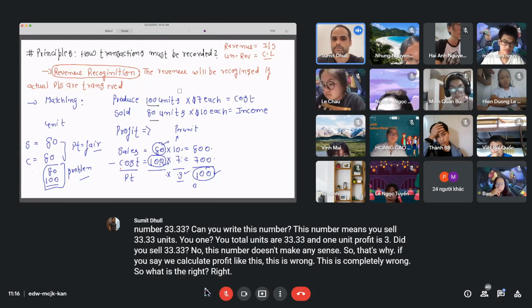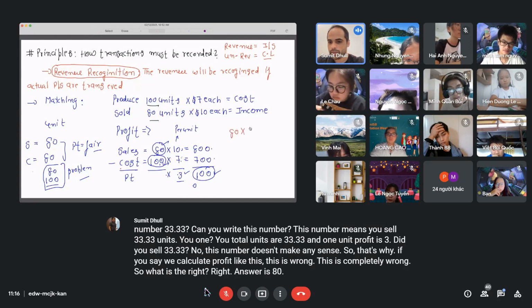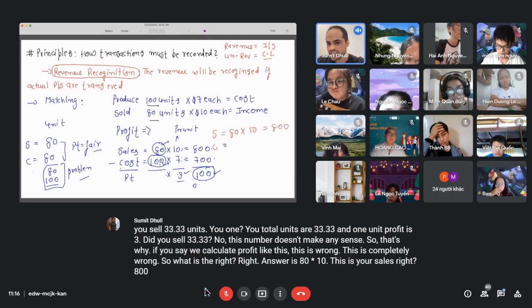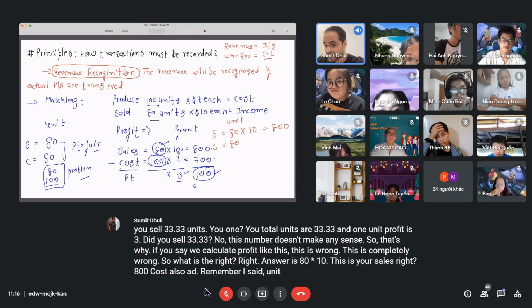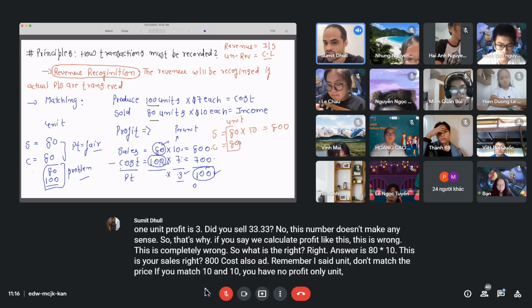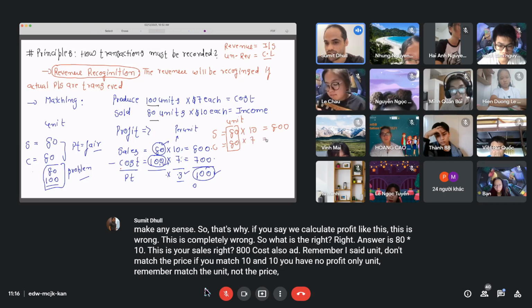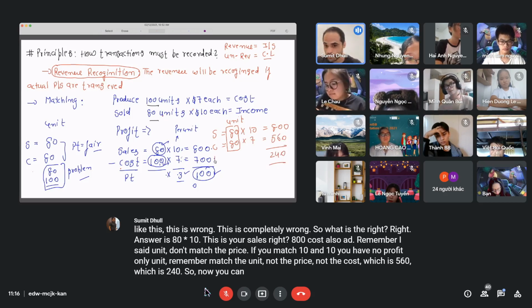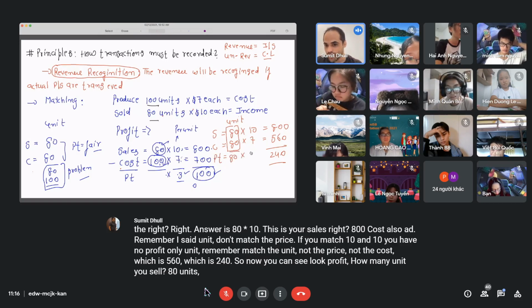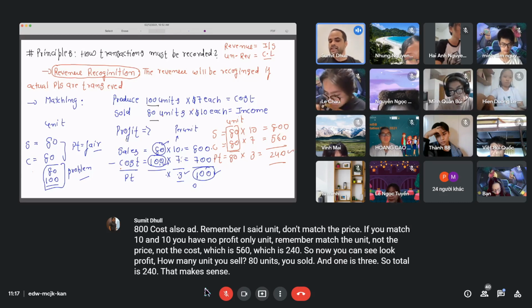So what is the right answer? 80 multiplied by 10. This is your sales, 800. Cost also 80 units. Remember, I said unit. Don't match the price. If you match 10 and 10, you have no profit. Only unit. Match the unit, not the price, the cost which is 560, so profit is 240. Now you can see, look, profit. How many units did you sell? 80 units you sold, and 1 is 3, so total is 240. That makes sense, but the other doesn't make any sense.